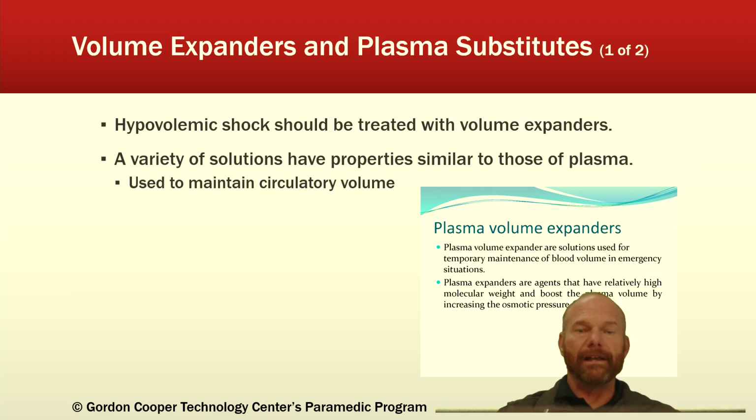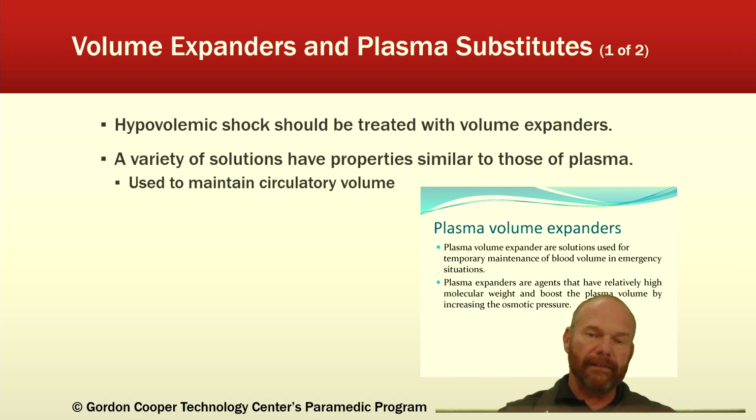Now, volume expanders. Hypovolemic shock should be treated with volume expanders to replace the fluids lost. There's a variety of solutions that have properties similar to those of plasma. We want to maintain the circulatory volume, which helps stabilize blood pressure and circulation. When we're talking about these volume expanders and plasma substitutes, they cannot replace red blood cells, platelets, or plasma proteins. They're more readily available than whole blood or plasma, and they do not require blood typing.